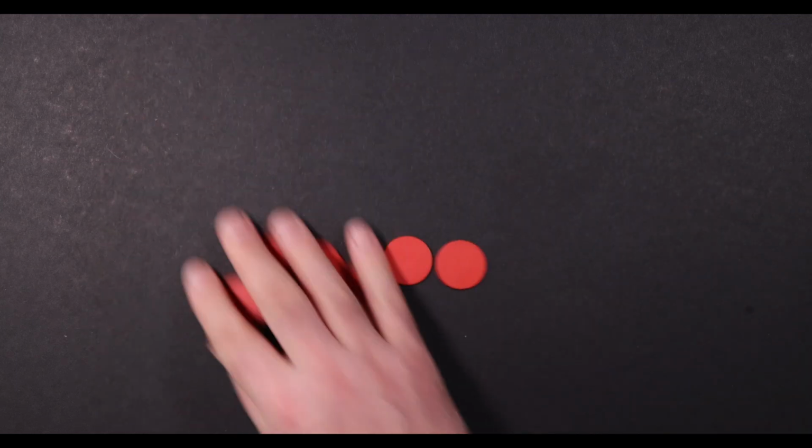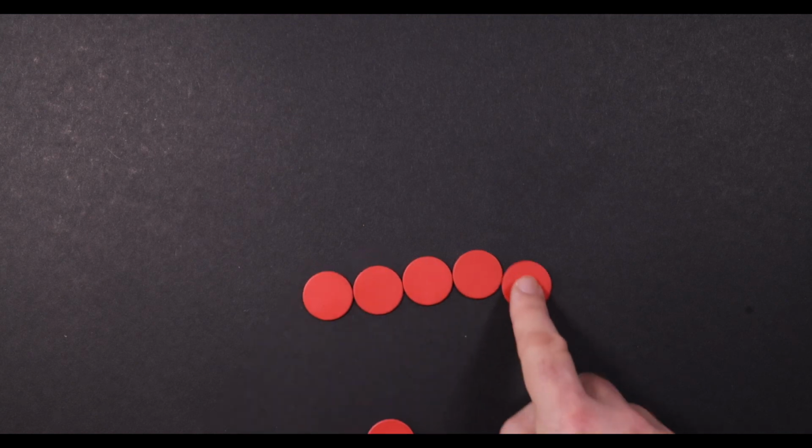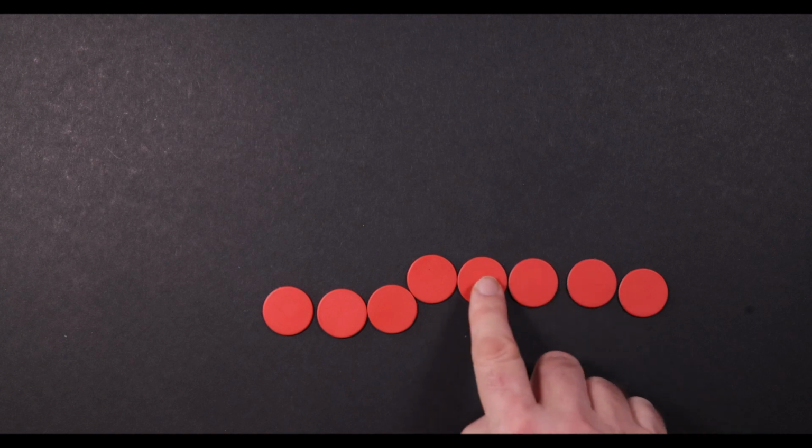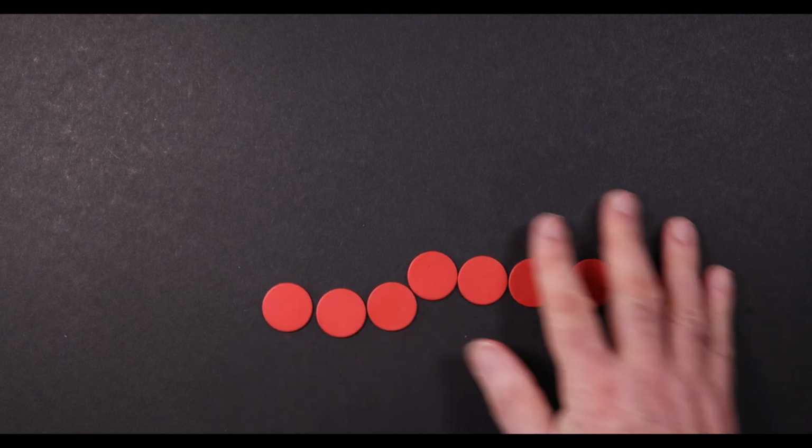So you could say, what's one more than 4? And they could count out 1, 2, 3, 4, if they don't know what's one more than 4, and then add one more: 1, 2, 3, 4, 5. Great. What's one more than 7? So they count out 7 and add one more: 2, 3, 4, 5, 6, 7, 8.